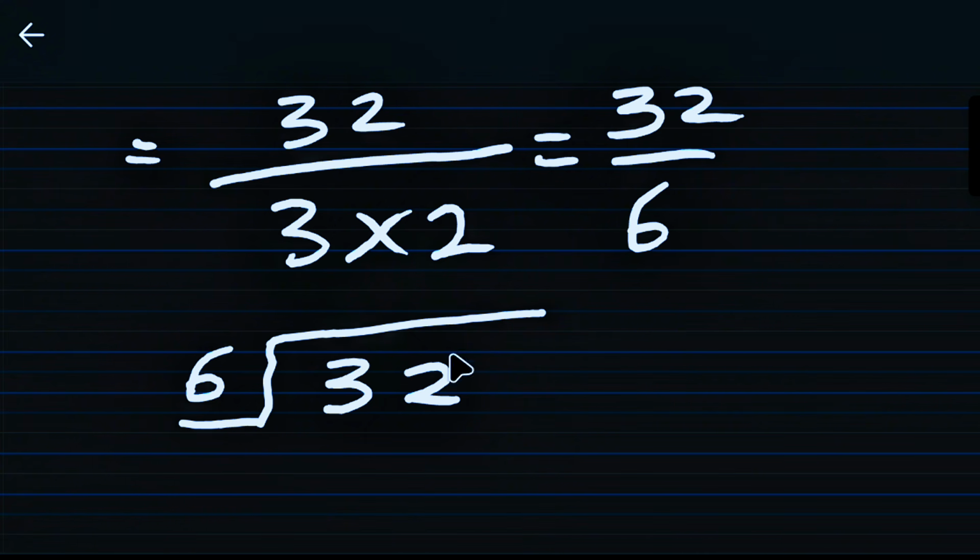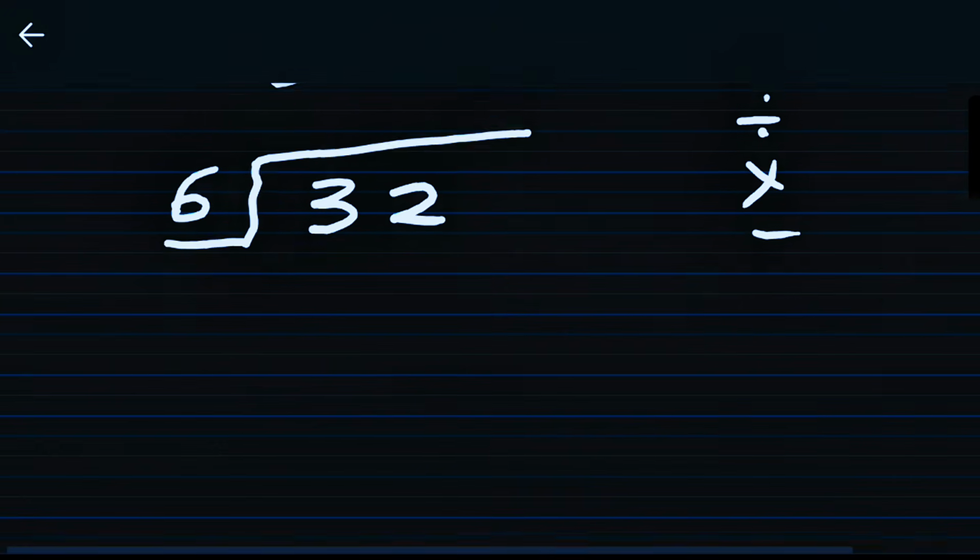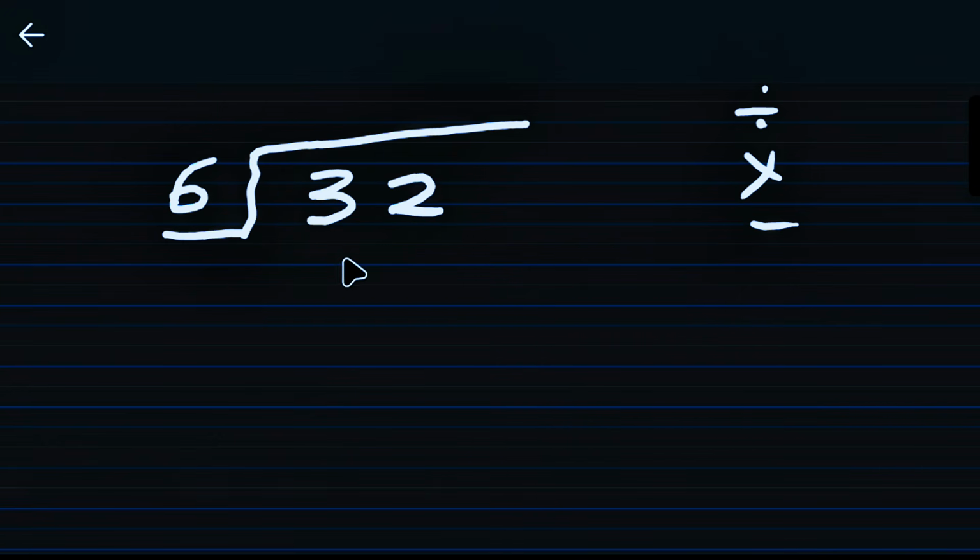Okay, now for us to divide using long division, we are going to make use of 3 steps. The first step is division, the second step is multiplication, and the third step is subtraction. Okay, so from here we are going to first of all divide. Now this means how many 6 can we find inside 32? So how do we achieve that?